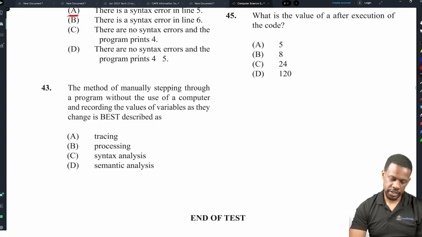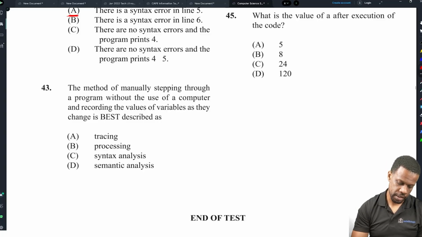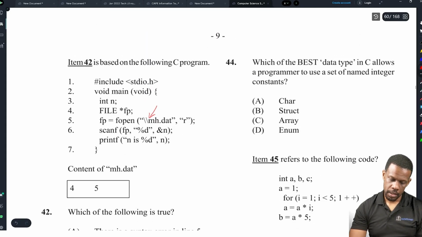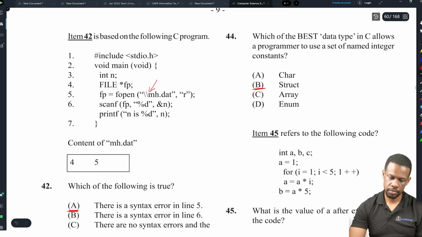The method of manually stepping through a program without the use of a computer, that's called tracing or desk checking. So we'll go tracing. Then 44, which data type in C allows the programmer to use a set of named integer constants? What? Named integer constants. Struct. Set of named integer constants. Fill a bunch of integers.